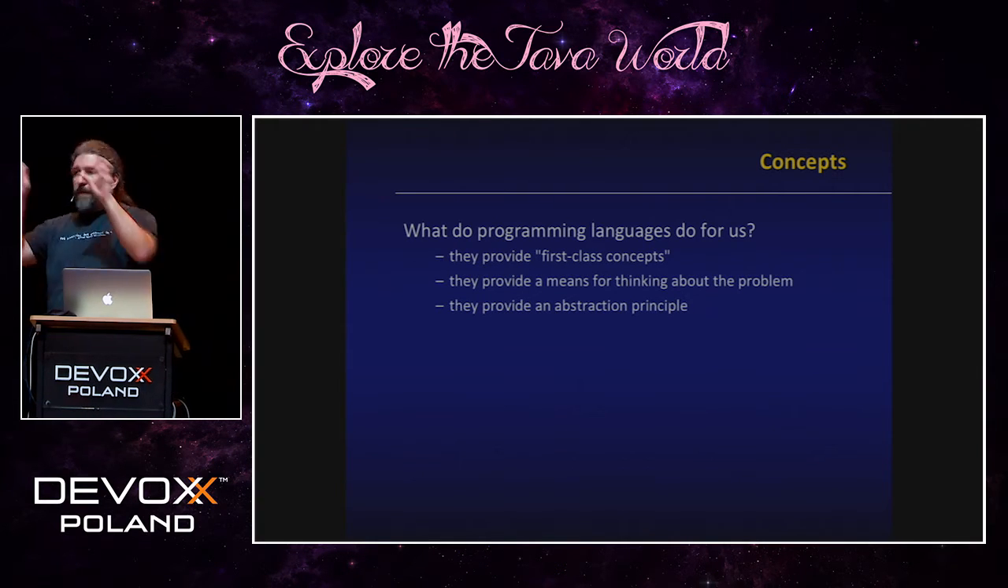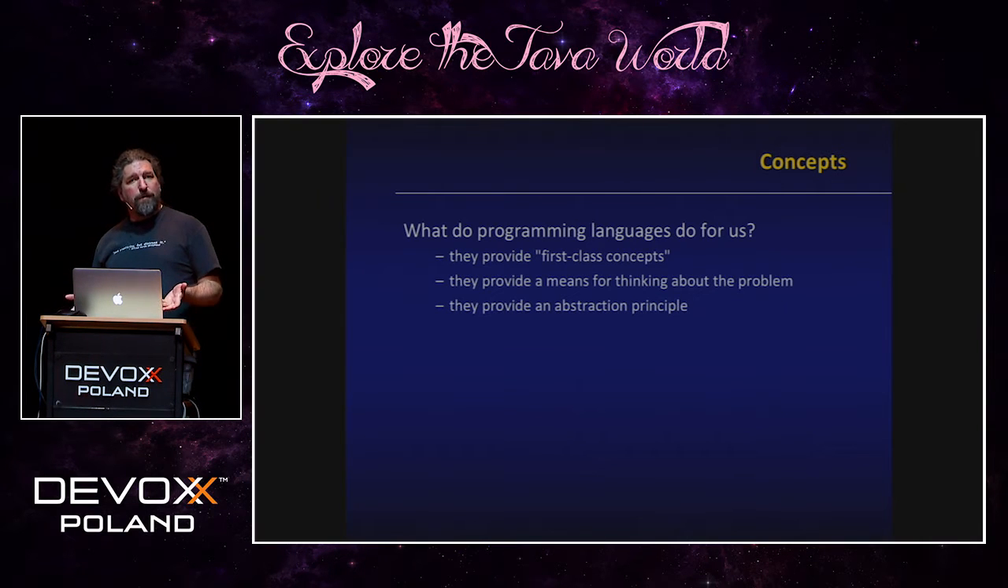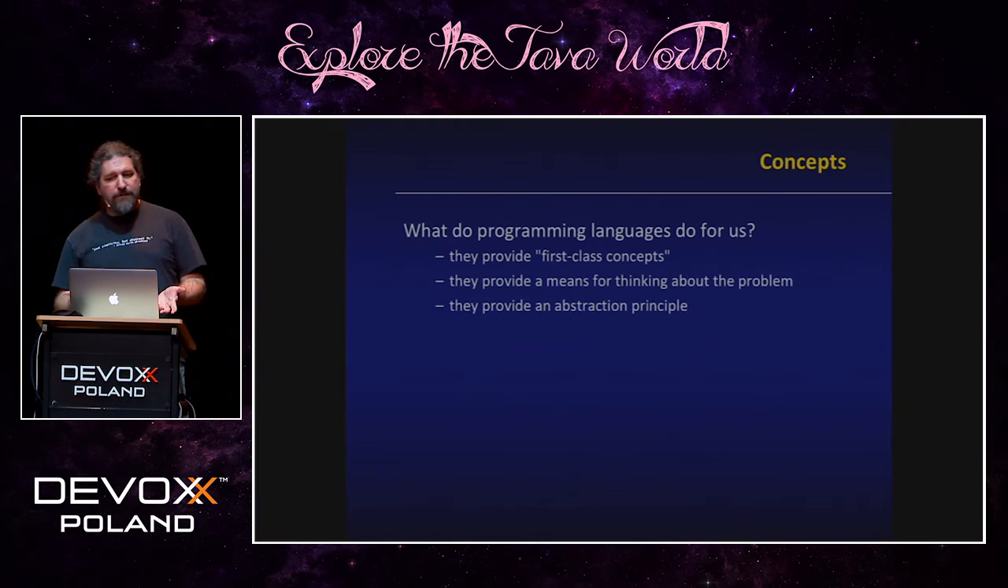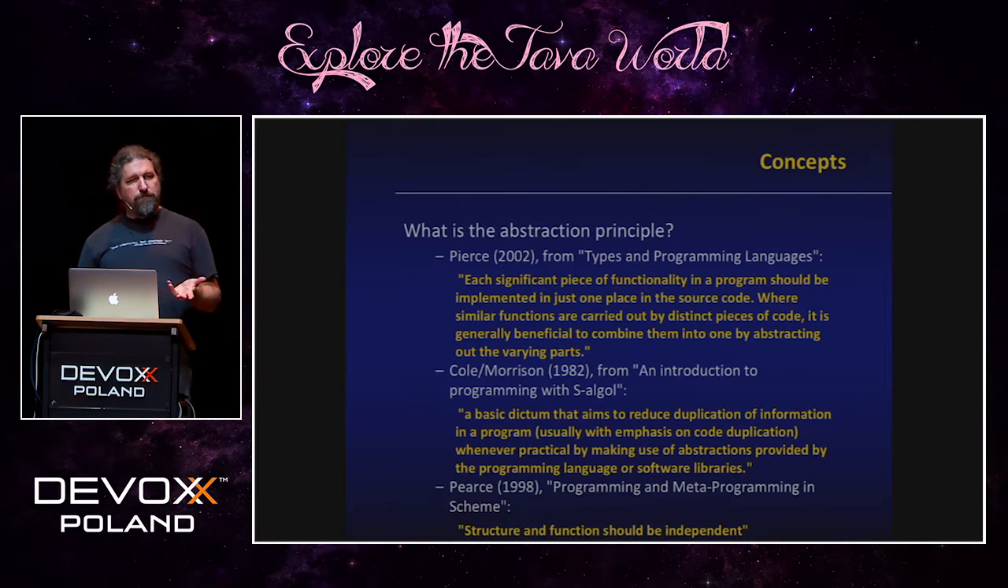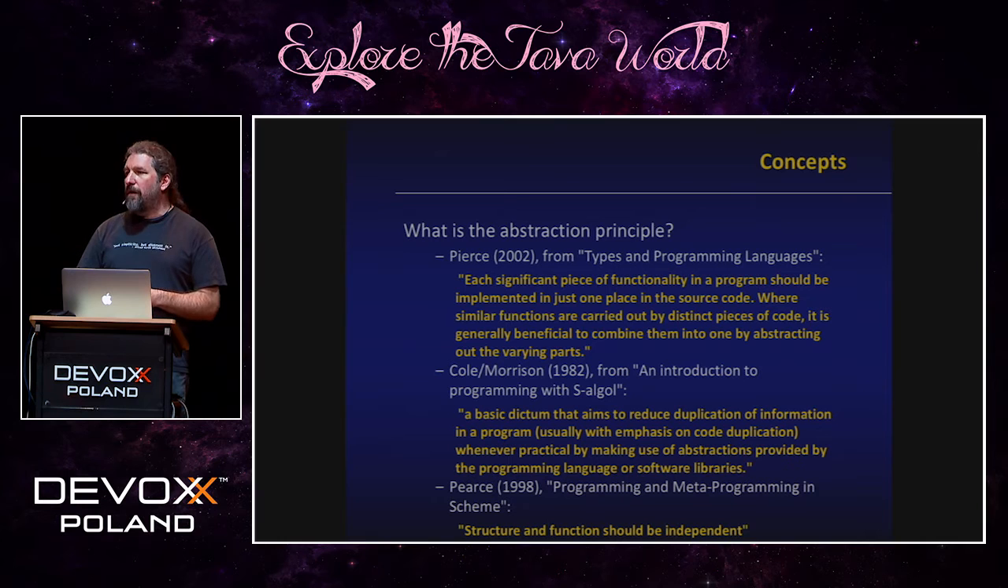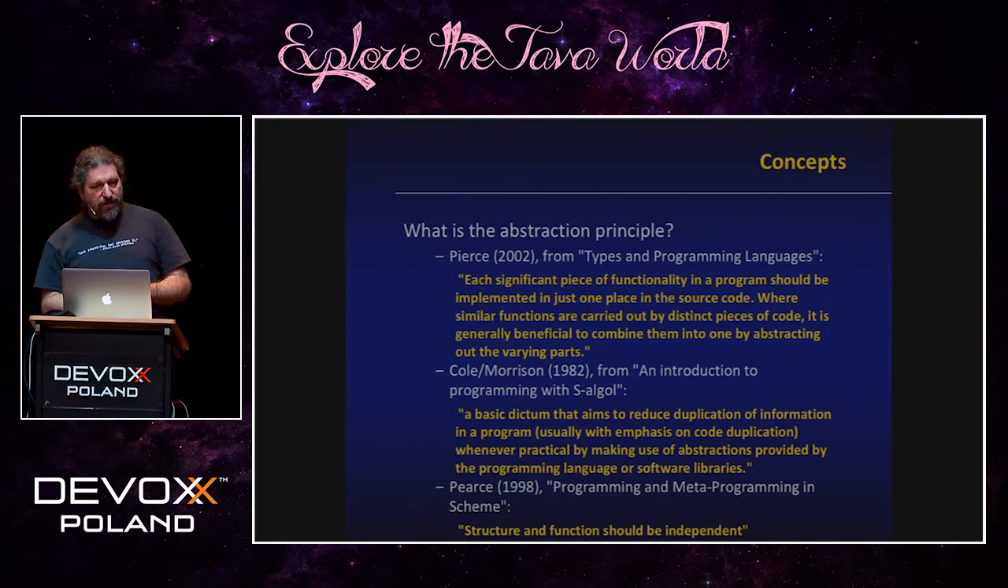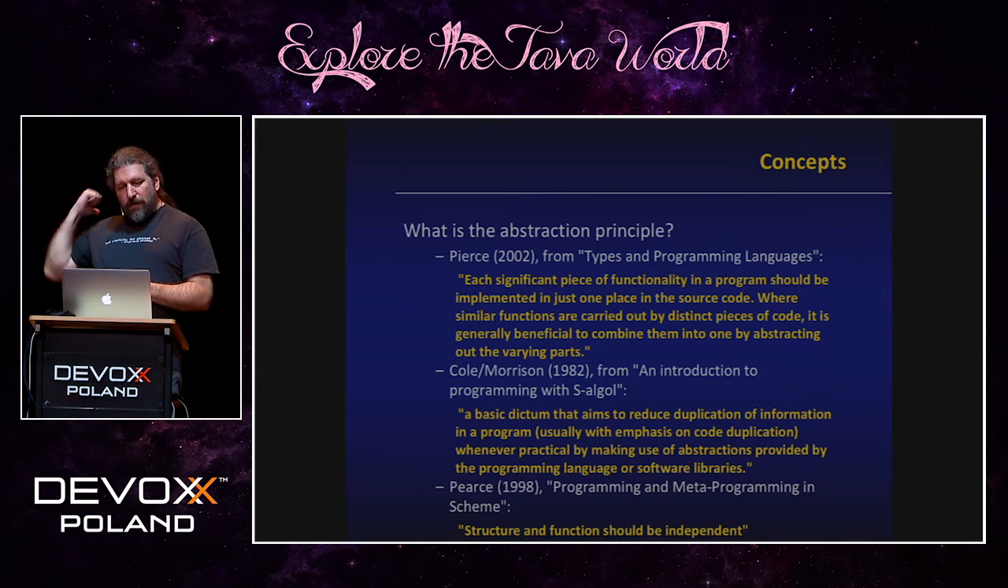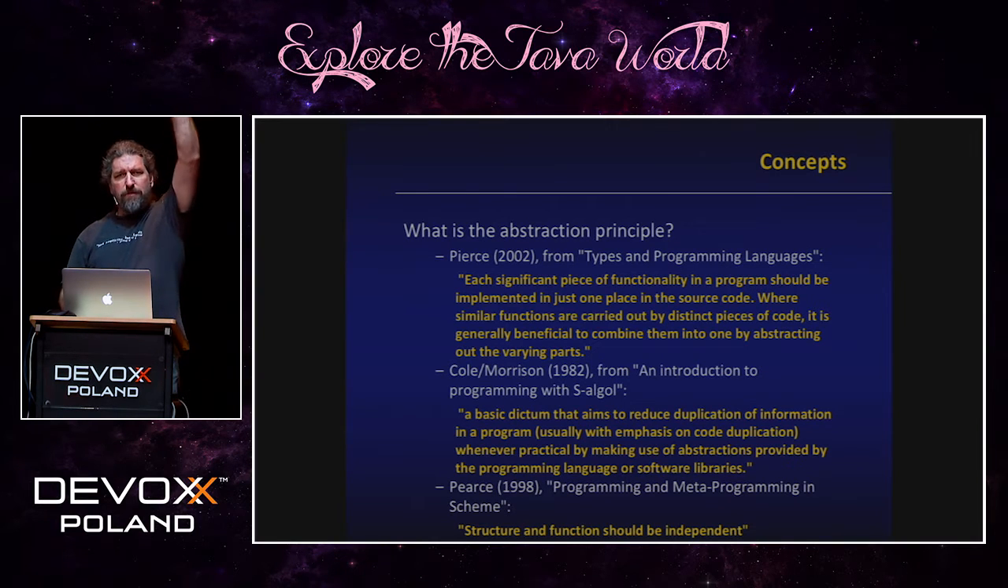The whole Don't Repeat Yourself principle, the DRY principle, which many people attribute to the Pragmatic Programmers, actually has a long history, long before them. Pierce, author of an extremely dense book on types and type theory, types in programming languages: each significant piece of functionality in a program should be implemented in just one place in the source code. Go further back, an introduction to programming with Algol. Any Algol programmers in the house? Come on, show of hands. No Algol programmer?